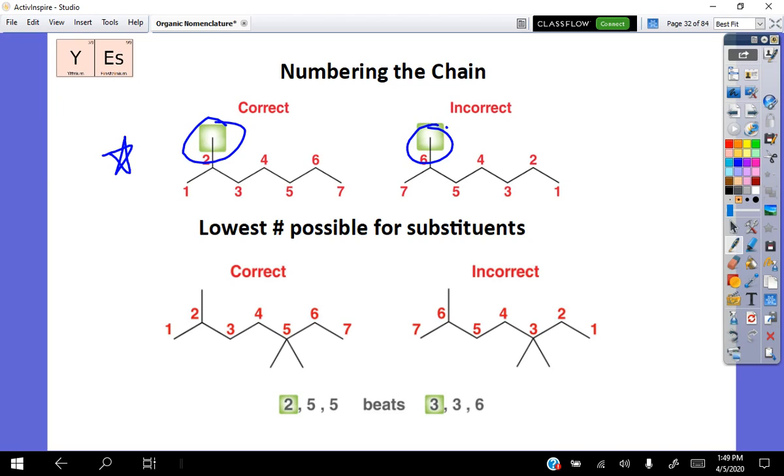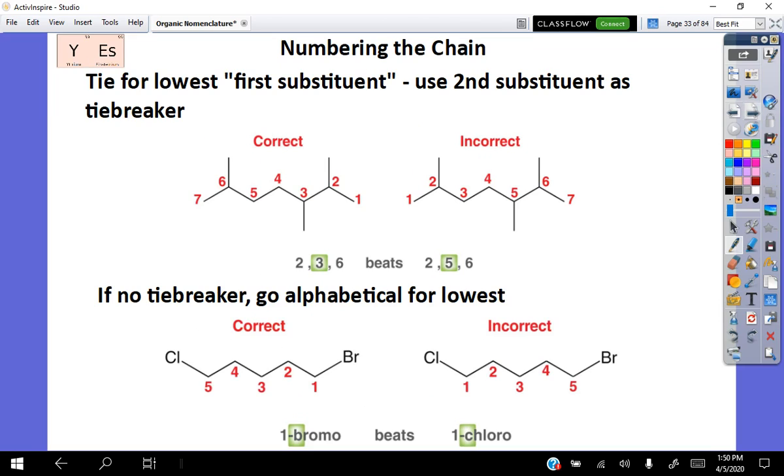When I have more than one branch, I have to pay attention to my number system as well. If I've got more than one branch, I want to list out all of the numbers for the branches and compare them. The first point of difference is where we will go with our numbering. What I mean by that is when you're looking at the first branch, if they are different numbers, you go with the one that has the lowest number. If, for some reason, they are the same number, and you have a tie for the first number.